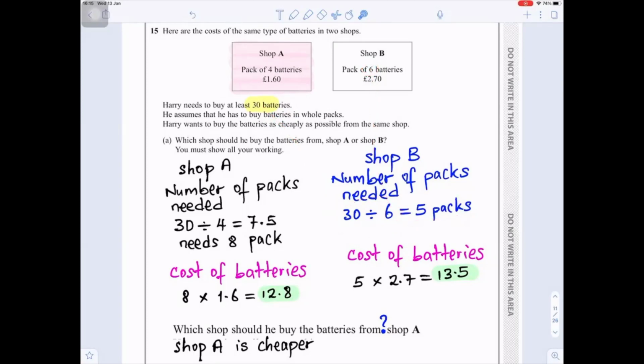How much is 1 pack? £2.70. So it's 5 times £2.70, which gives you £13.50. So which shop should he buy the batteries from? Shop A is cheaper because £12.80 is smaller than £13.50. So shop A is cheaper.